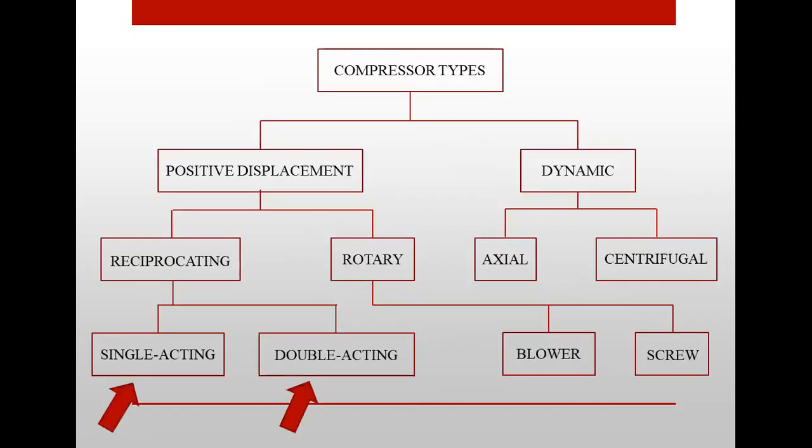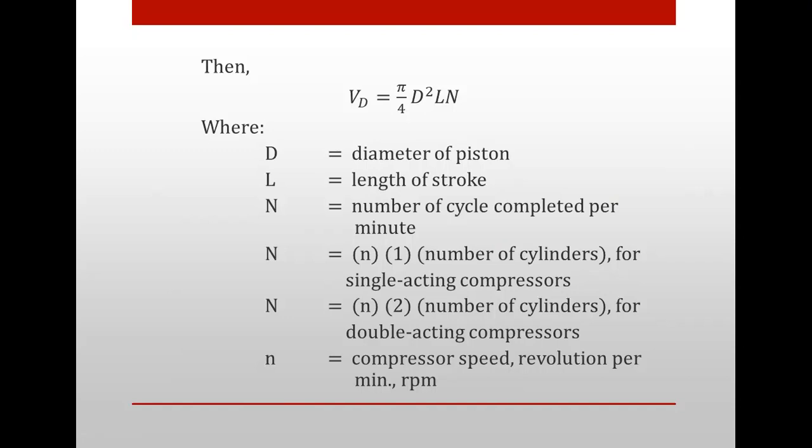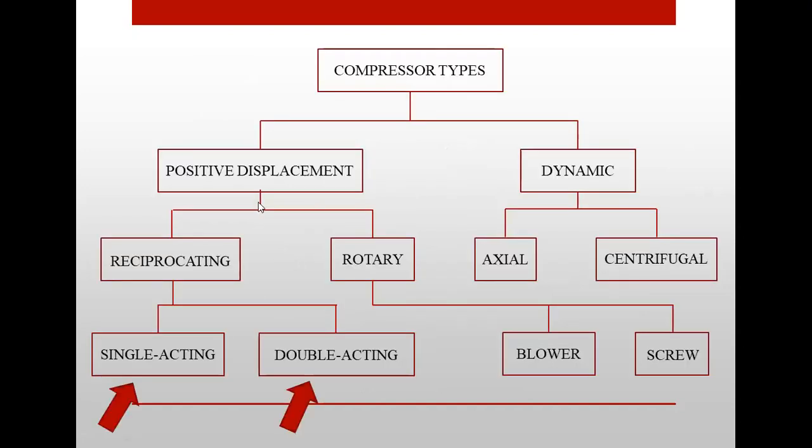Before we go to solving for volumetric efficiency, we need to consider the single-acting compressor and the double-acting compressor. Under compressor types, there are two: the positive displacement and the dynamic. In positive displacement, we have reciprocating and rotary. And in reciprocating, we have single-acting and double-acting. We will focus on the single-acting and double-acting reciprocating compressor types.